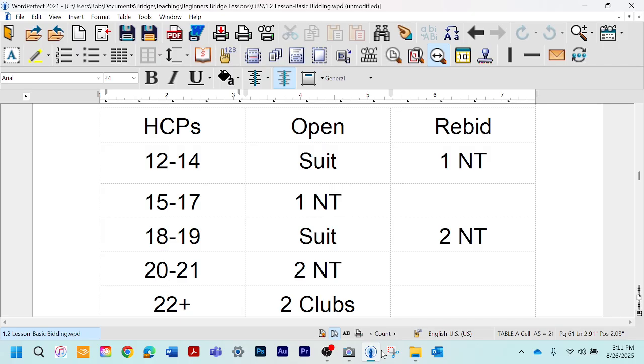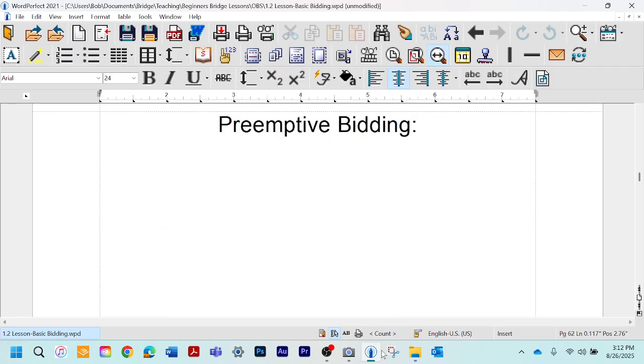And now we're going to get into what happens if you're in the rare occasion when you have 22 plus. That's very rare, but it does happen. Now, before I do that, let me talk about preemptive bids.